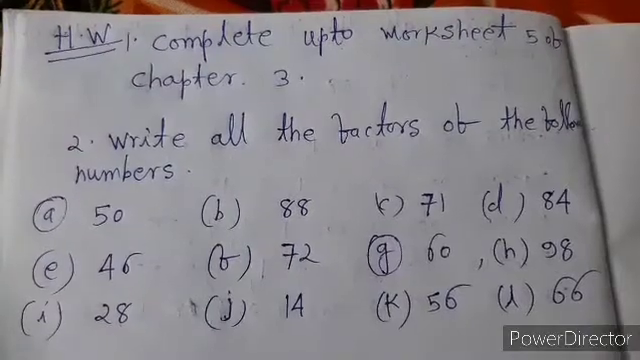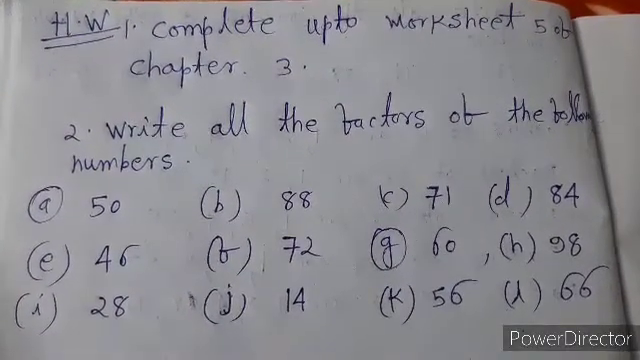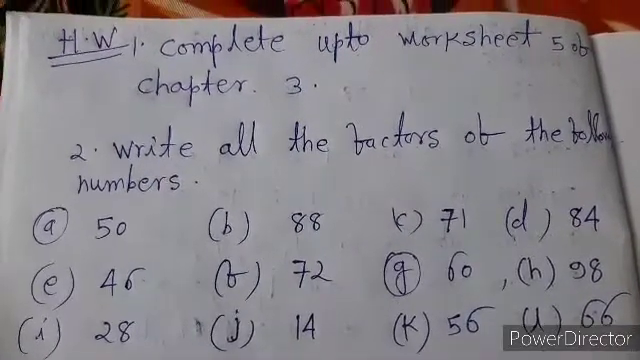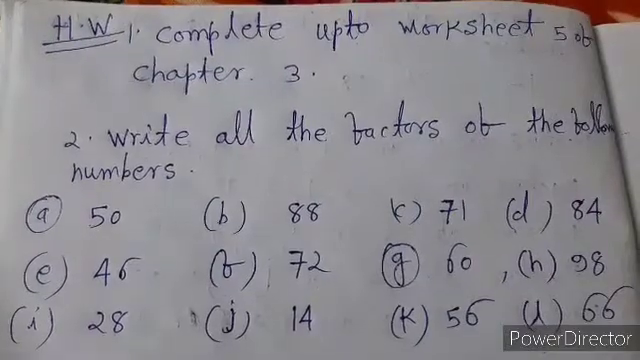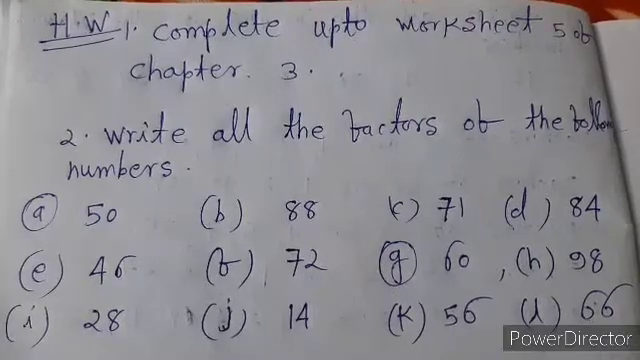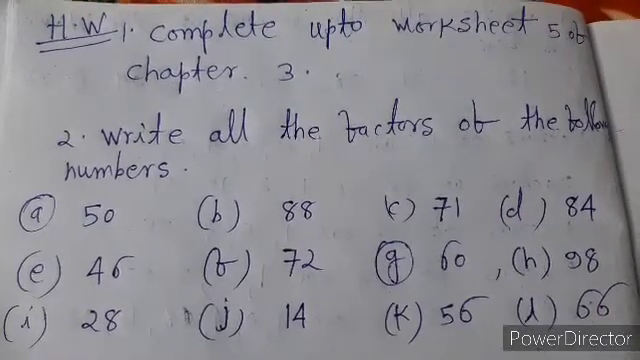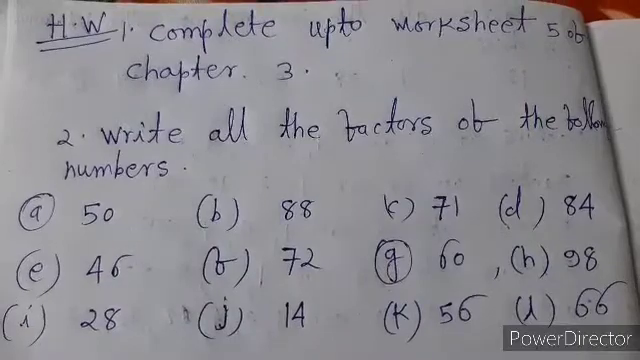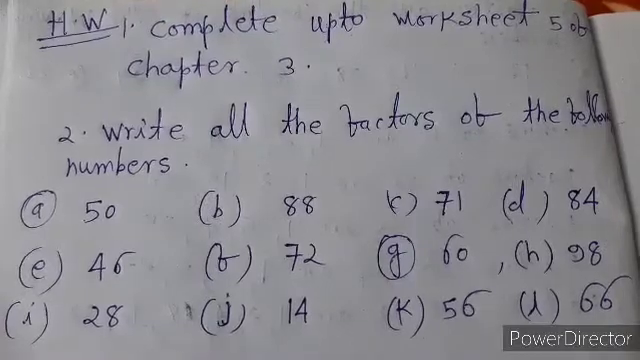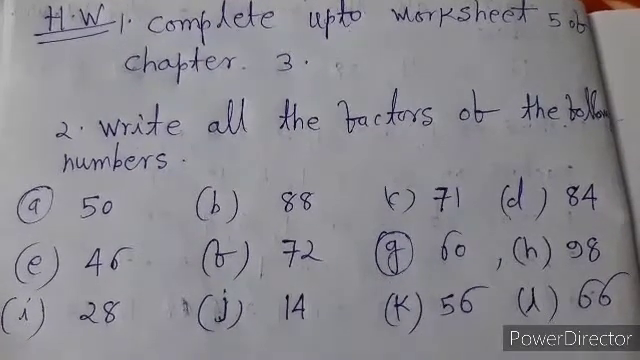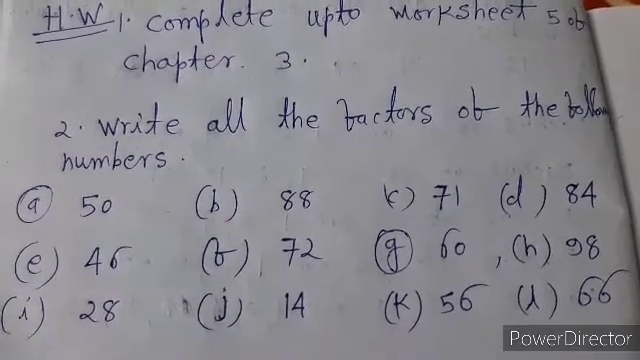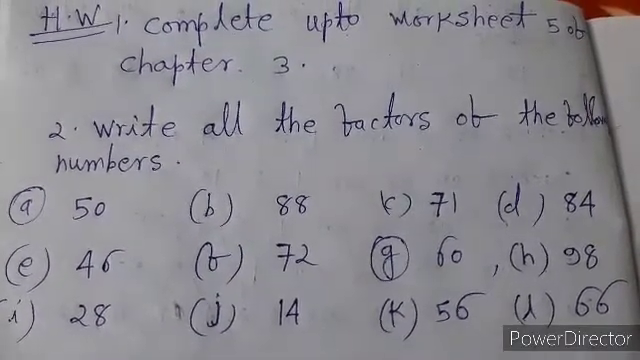Now I give you some questions for homework. You have to complete worksheet 5 of chapter 3 in homework, and also you have to solve all these problems which are given. For example, write all the factors of the following numbers: A 50, B 88, C 71, D 84, E 46, F 72, G 60, H 98, I 28, J 14, K 56, L 66.